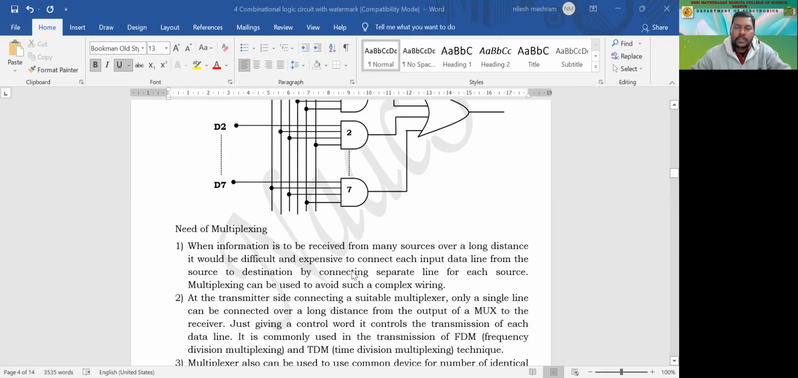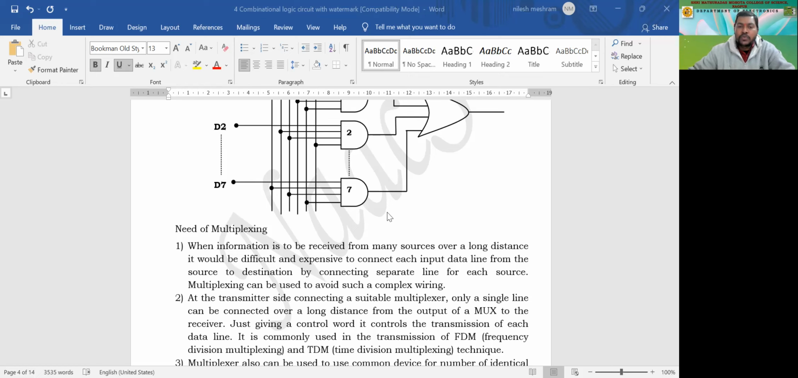When information is to be received from many sources over a long distance, it would be difficult and expensive to connect each input data line from the source to the destination by separate lines. If I have an instrumentation system, like biomedical instrumentation, in which I require blood pressure, temperature, oximeter, and all the varieties of data that I need, I have to attach it to 8 or 9 separate lines.